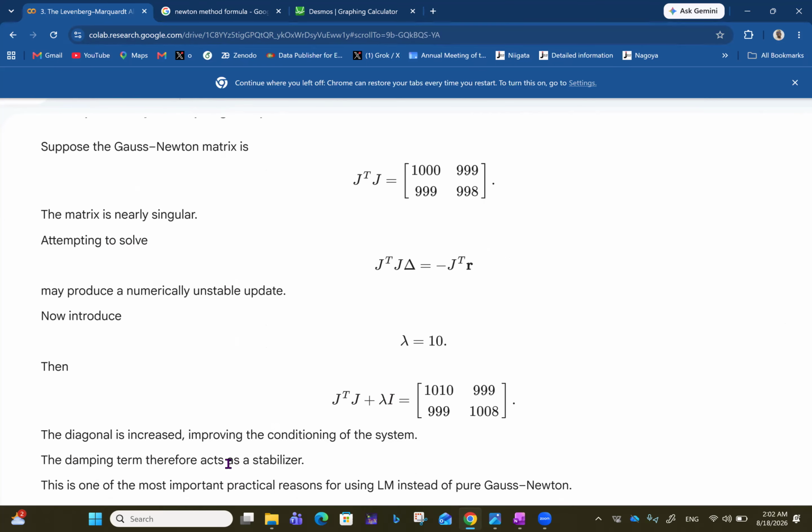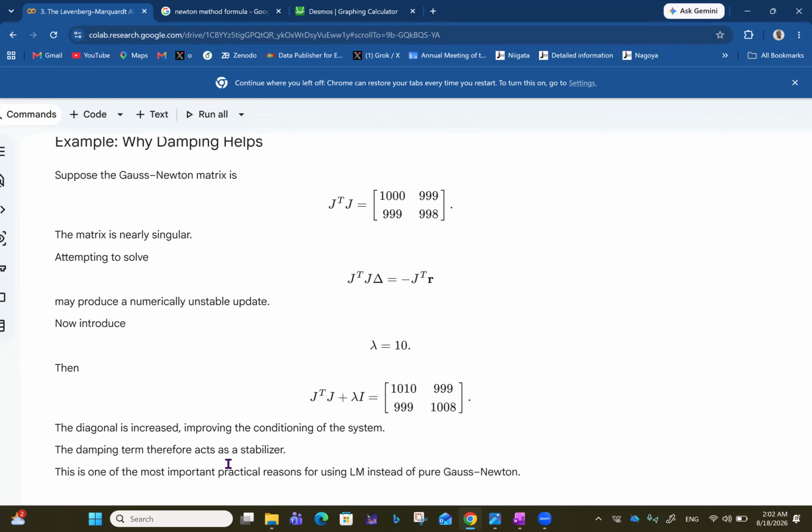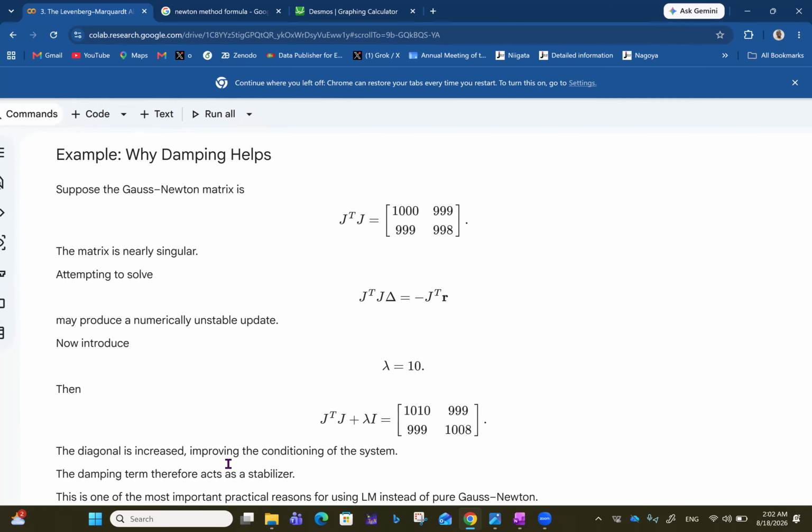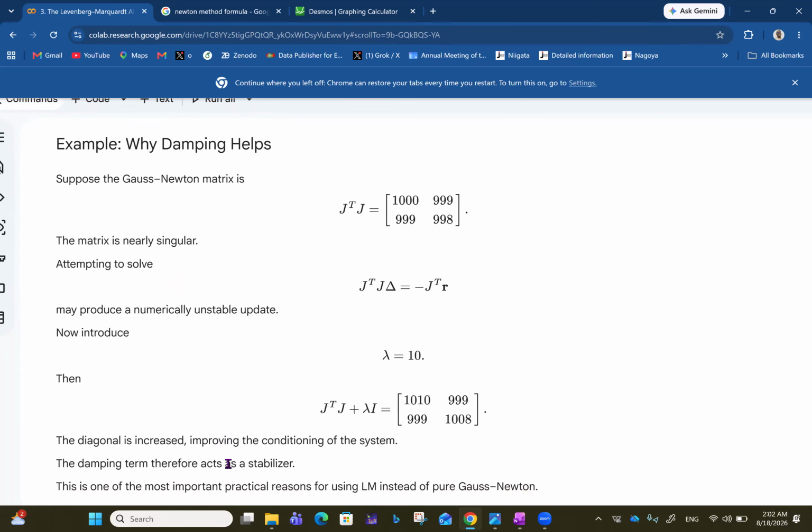So the question is, why does damping help? Suppose the Gauss-Newton matrix we have, J transpose J, contains values like 1,999,999,998. The matrix is nearly singular because it's almost like all the values are the same. So when you compute the determinant, it's very close to zero, and in that case we say the matrix is singular. So attempting to solve J transpose J delta equals minus J transpose R may produce a numerically unstable solution.